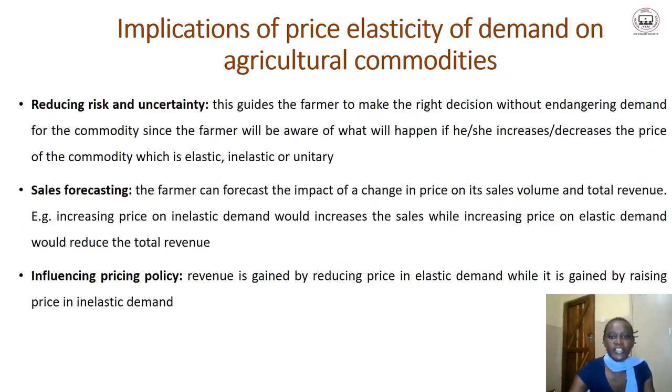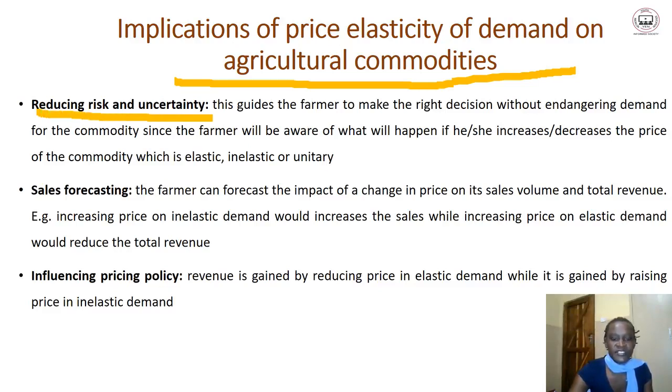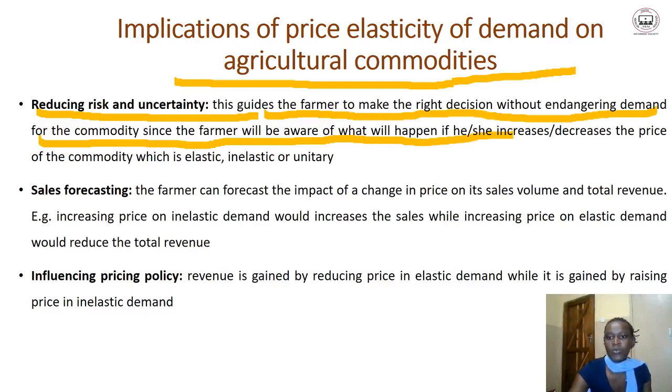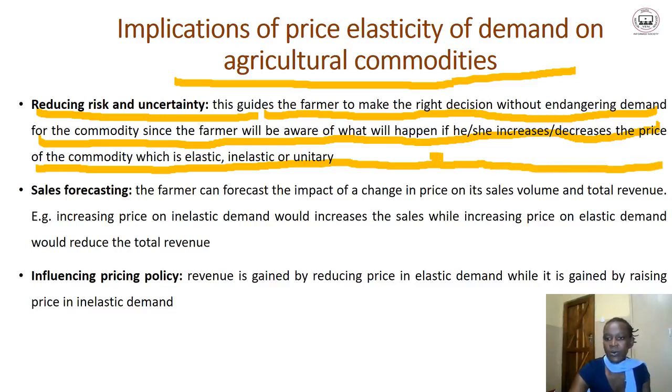What are the implications of price elasticity on agricultural commodities? Number one, price elasticity will help to reduce risks and uncertainties. Why? Price elasticity will guide the farmer to make the right decision without endangering demand for the commodities, since the farmer will be aware of what will happen if he or she increases or decreases the price of the commodity, considering if the commodity is elastic, inelastic, or unitary.